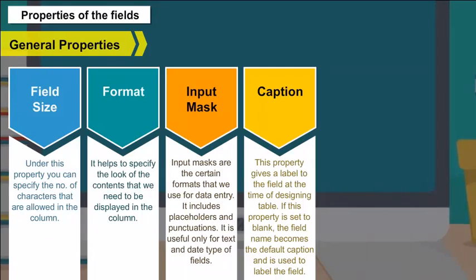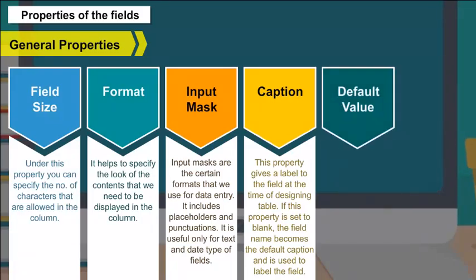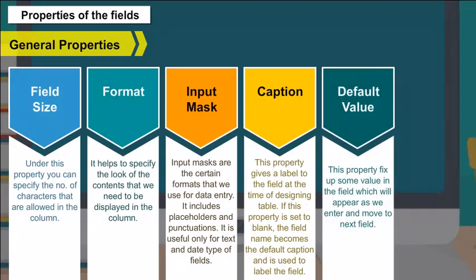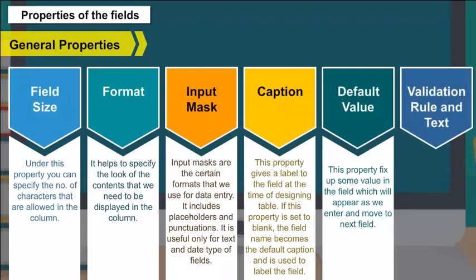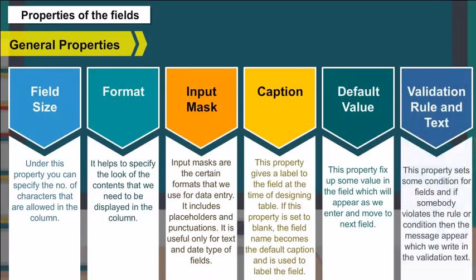If this property is set to blank, the field name becomes the default caption and is used to label the field. Default value. This property fixes up some value in the field which will appear as we enter and move to next field. Validation rule and text. This property sets some condition for fields, and if somebody violates the rule or condition, then the message appears, which we write in the validation text.